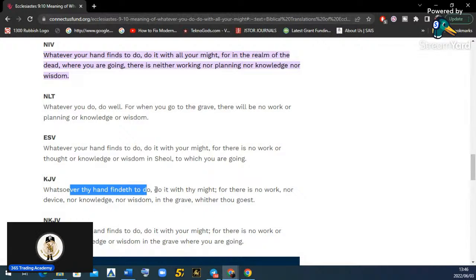Here's a rule to success. Do it with your might. Don't half-ass it. Don't do it 50-50. Don't rely on signals. Don't rely on someone to put your weight behind it. Do it with all your might. Get up, mark up these charts. Do it. For there is no work, no device, no knowledge, no wisdom in the grave where thou goest.